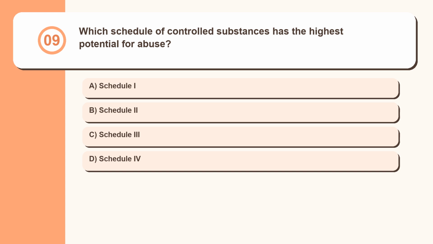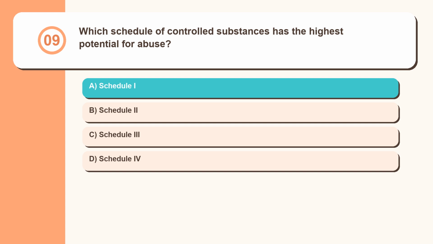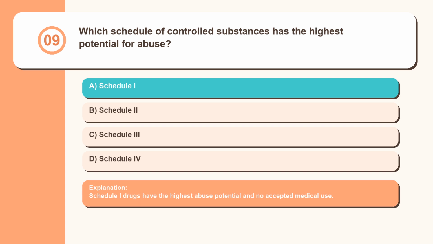Question 9. Which schedule of controlled substances has the highest potential for abuse? Schedule I, Schedule II, Schedule III, Schedule IV. Schedule I drugs have the highest abuse potential and no accepted medical use.